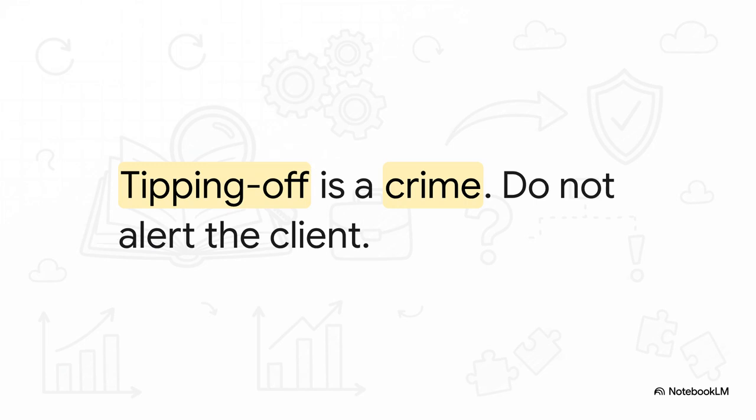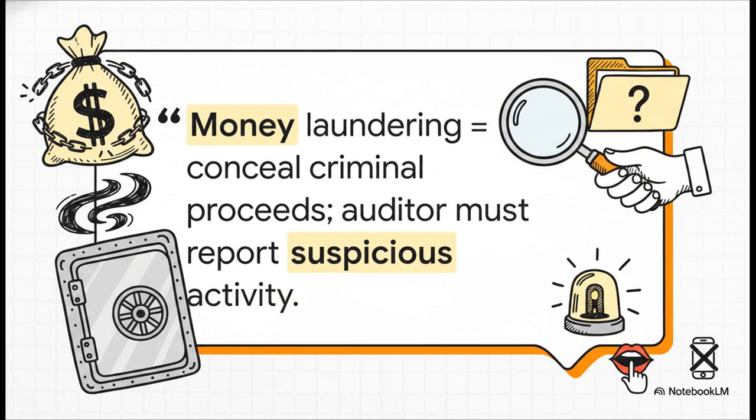But listen, there is a massive trap here, and examiners absolutely love to test this. Tipping off is a criminal offense. If you file a suspicious activity report, you absolutely cannot let the client know they're under suspicion. Doing so could alert them to destroy evidence or flee, and it will land you in some severe legal trouble. Let's cement this second case file with a powerful memory hook.